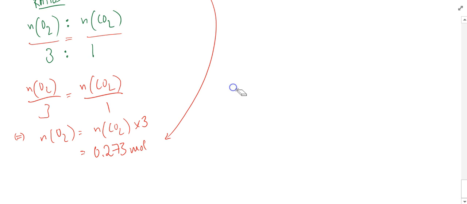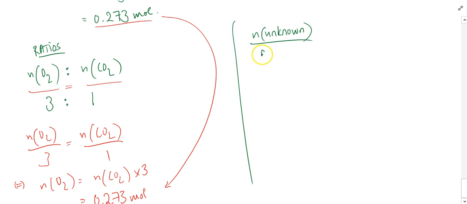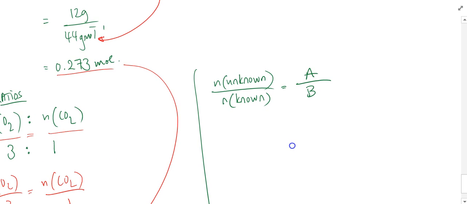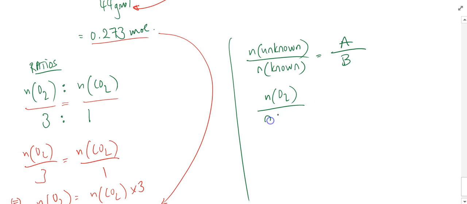Right there. So we've worked out a number of moles of oxygen. Now the other way that we can work out number of moles is by using number of moles of unknown over number of moles of known is equal to A over B, where A is the coefficient in front of the unknown substance in the equation, and B is the coefficient of the known substance in the equation. So the unknown substance is oxygen, so we go number of moles of oxygen over the number of moles of the known substance, carbon dioxide.